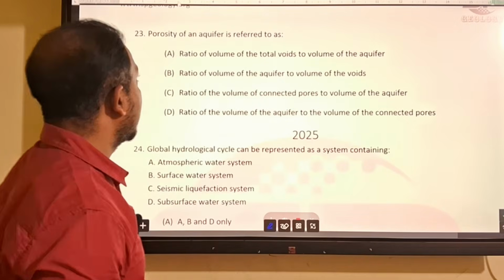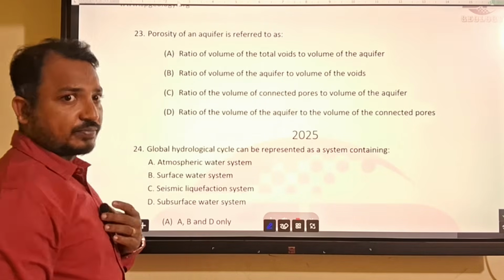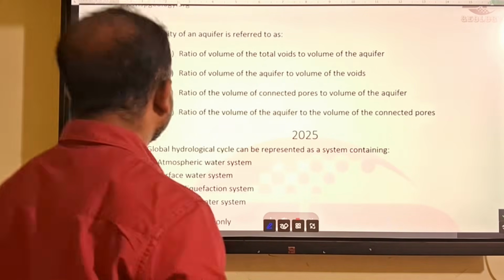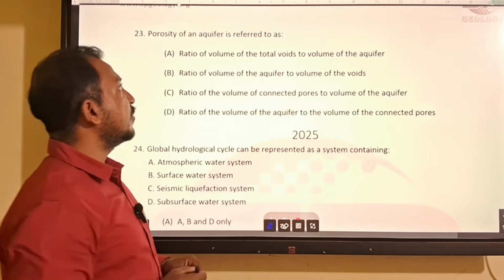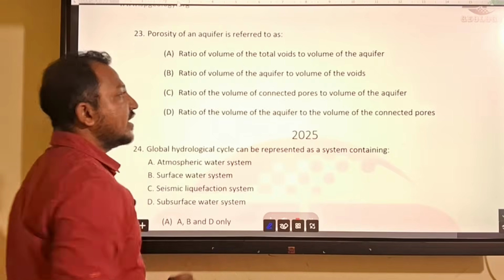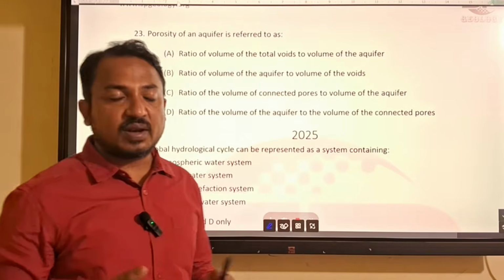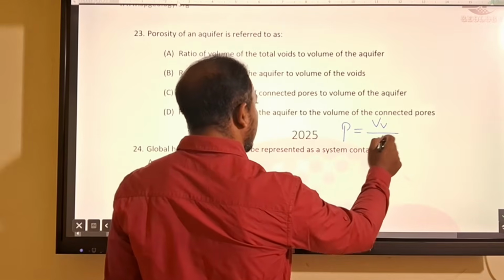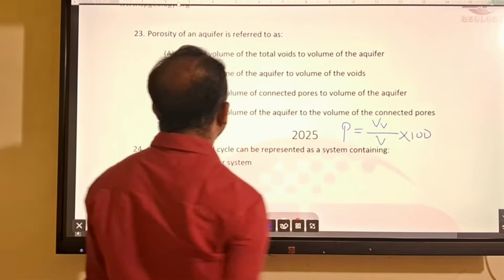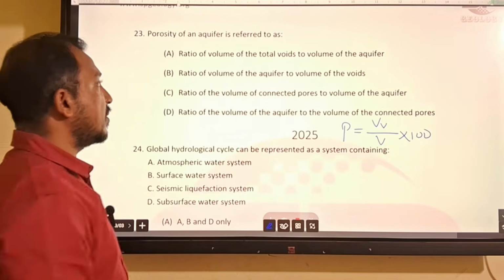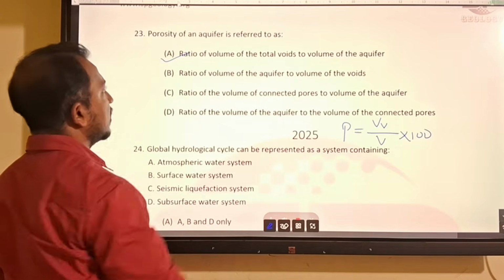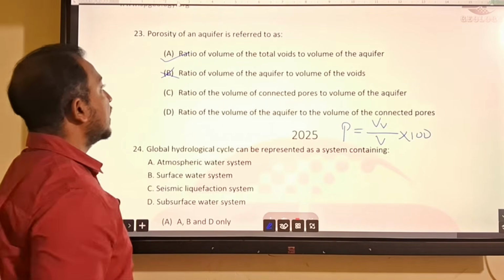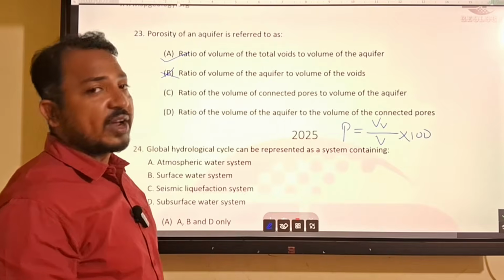Then comes the question: porosity of an aquifer is referred to as. So porosity, we define it as the volume of pore spaces present within a rock. Porosity always represents the percentage volume of voids, or volume of pore space divided by total volume, times 100. So let's see the options: ratio of volume of the total voids to volume of the aquifer. So it is correct. Ratio of volume of aquifer to the volume of voids is incorrect.